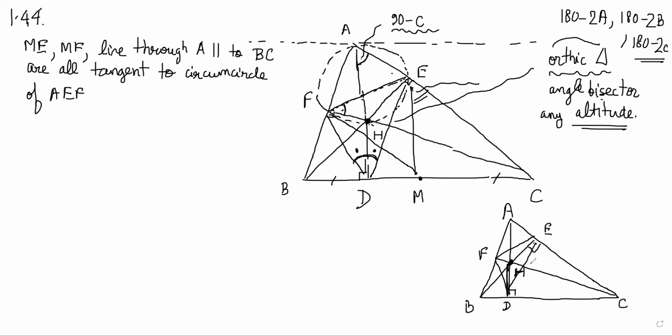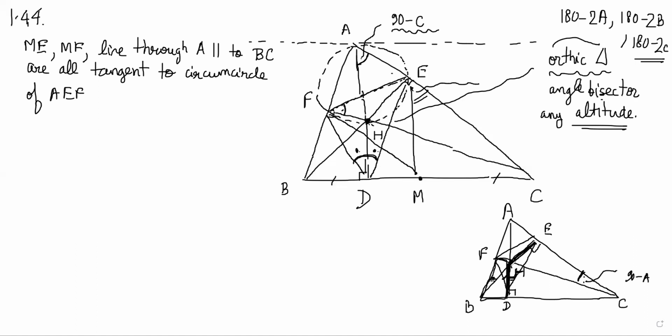HEDC is cyclic. That means this chord will subtend the same angle. This angle will be the same as this angle, right? And this angle is clearly 90 minus A, so this is also 90 minus A. And the other one here is also a cyclic quadrilateral, so this angle will be equal to this angle. This is 90 minus A also, right? That is why I'm saying it is 90 minus A, 90 minus A here.